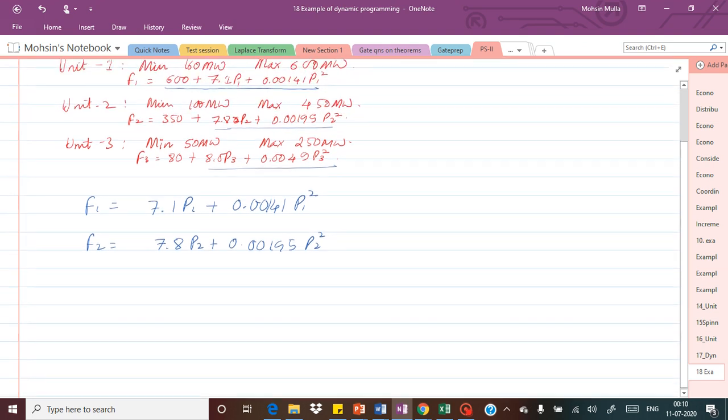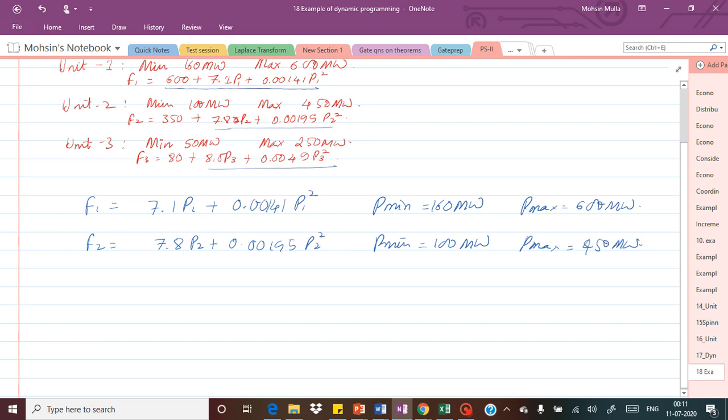Only these are required for us here, and let us try to understand with the help of only two units. Whatever characteristics we get, the third unit can be added to that. If you understand it for these two units, it can automatically be repeated for the third unit also. Here the minimum for unit 1 is p minimum equal to 160 megawatt, and p max is I think 600 megawatt. Similarly for unit 2, p minimum is 100 megawatt and p max is 450 megawatt.